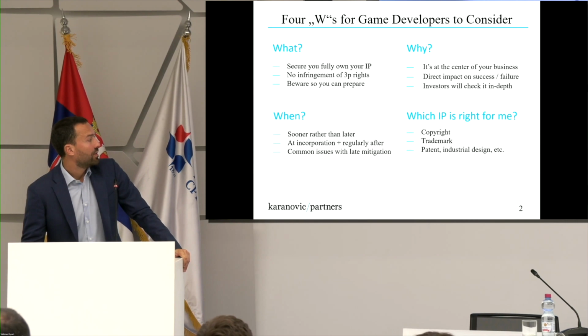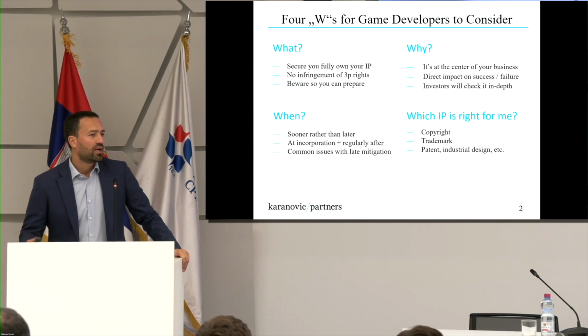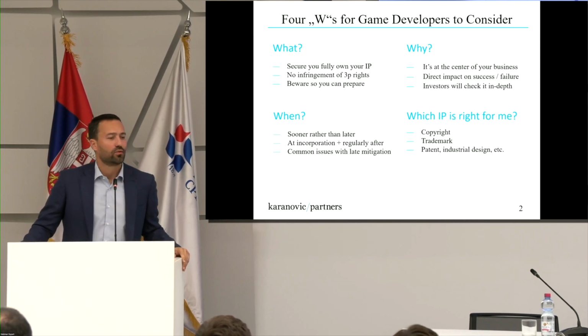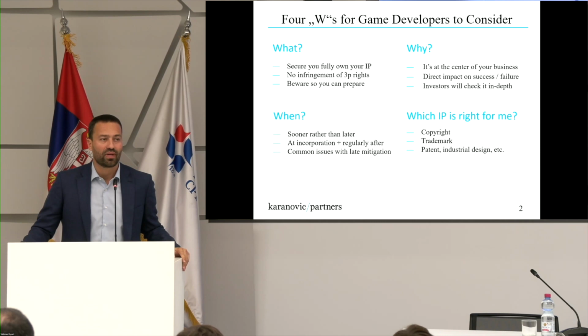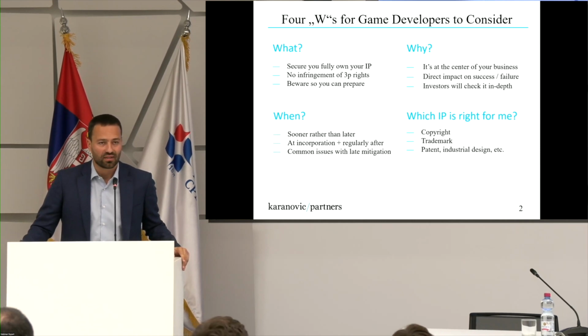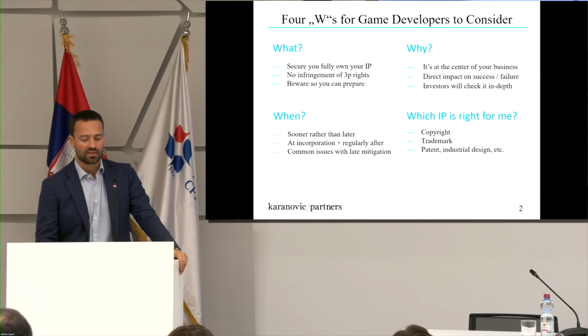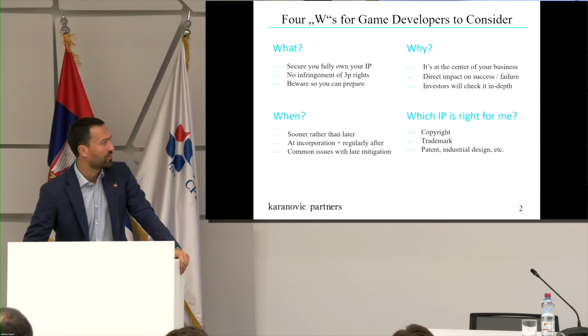And finally, when we think about which IP right is the right one for me, Gaetano went into details about what IP rights exist. In Serbia, it really comes down most of the time to copyright and trademark. It's the two rights that protect the game you develop and the brands under which you market that game. So pretty much copyright and trademark. Patents, theoretically yes, for certain elements of the game, but in Serbia it's still in early stages, and we won't be wasting too much time on that.